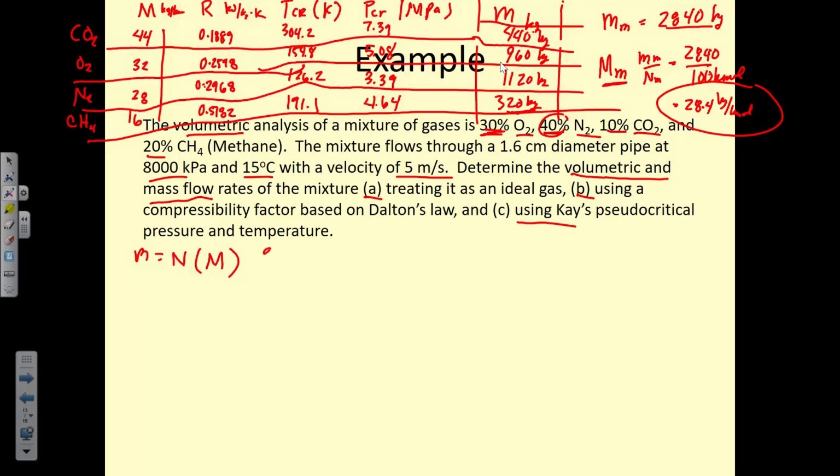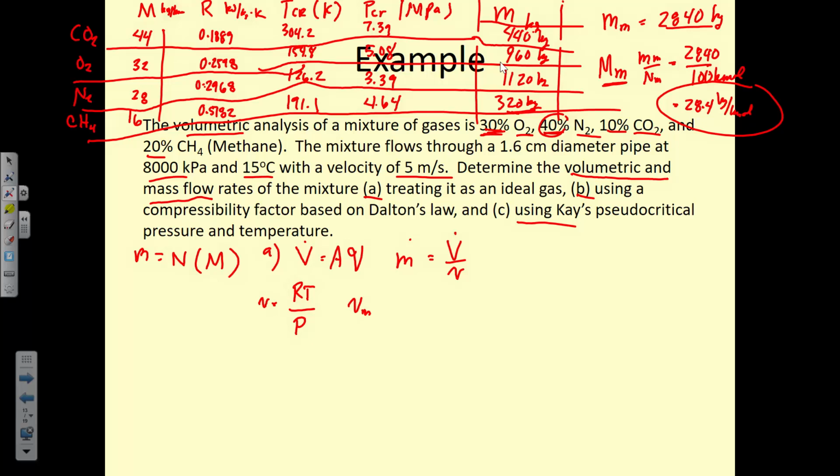Okay, so in part A, we just treat it as an ideal gas, which means that if we're solving for volumetric flow rate, it's going to be equal to A times the velocity. That's independent of the properties at all. Mass flow rate is going to be equal to this volumetric flow rate divided by specific volume. So we need to determine the specific volume in each case, A, B, and C. And if it's an ideal gas, then the specific volume is just equal to RT over P, right?